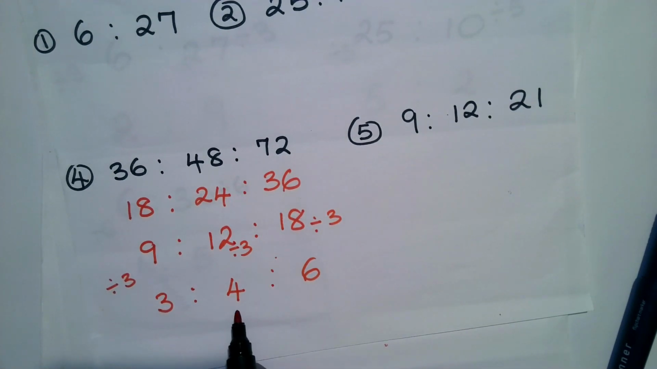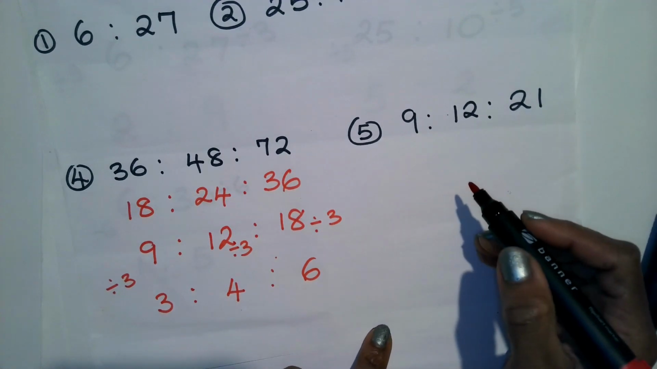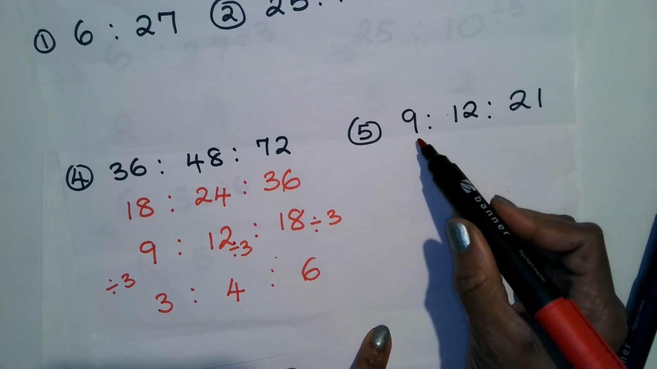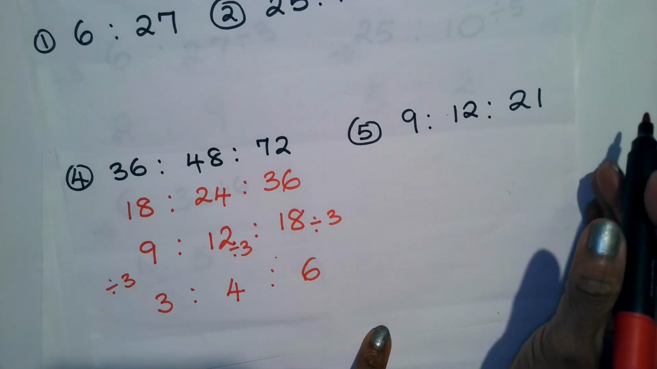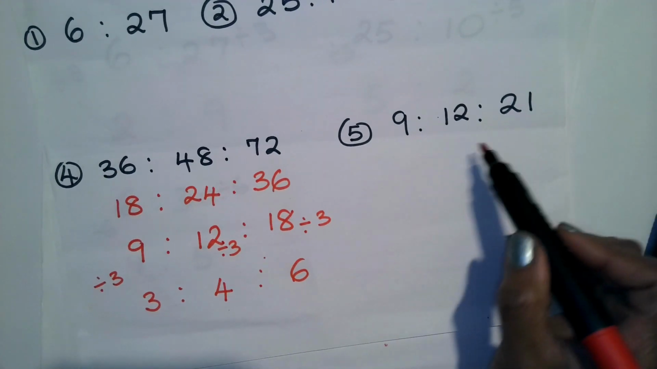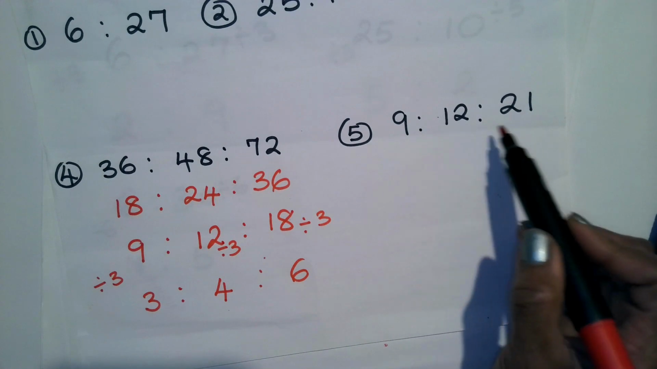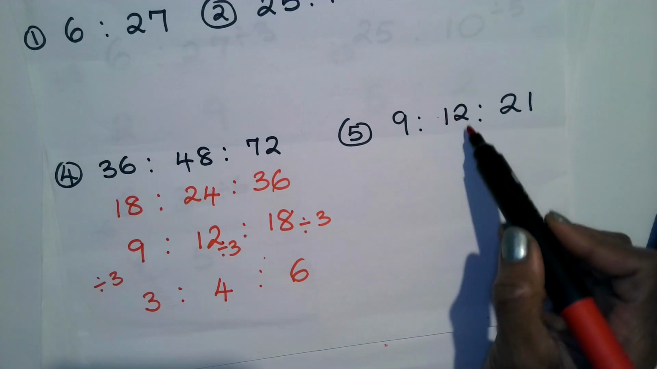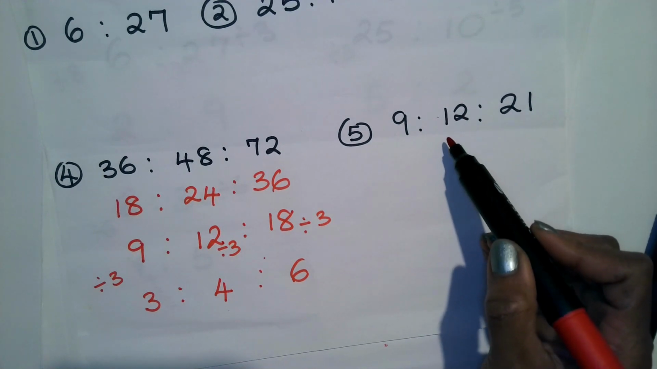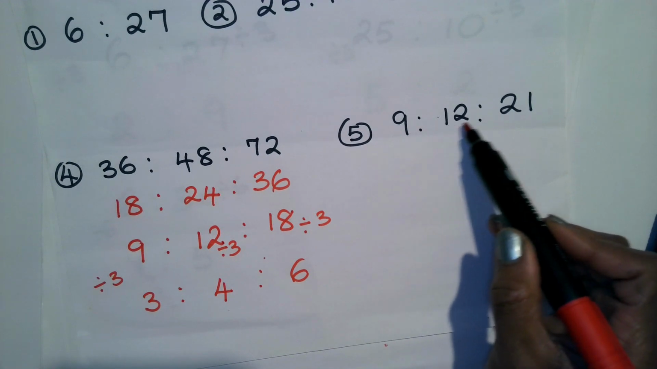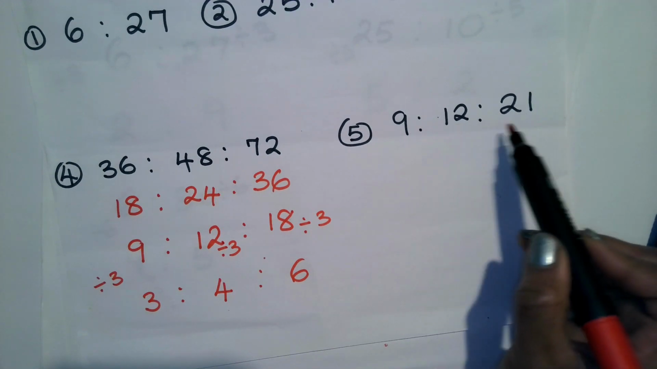So 3 is to 4 is to 6 is the simplified ratio. So we leave our answer this way. Now let's look at the last question on simplifying ratios. We've got 9 is to 12 is to 21. Now these numbers cannot be halved apart from 12. So we're going to look for a number that we can find these in its times table.